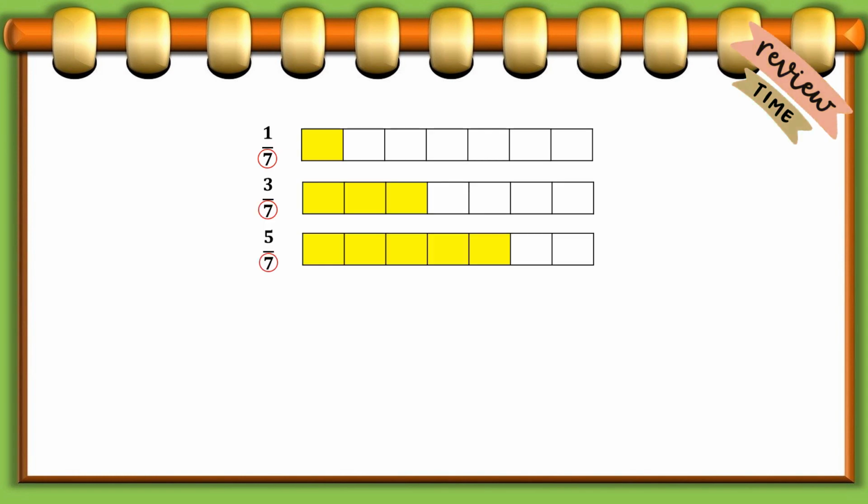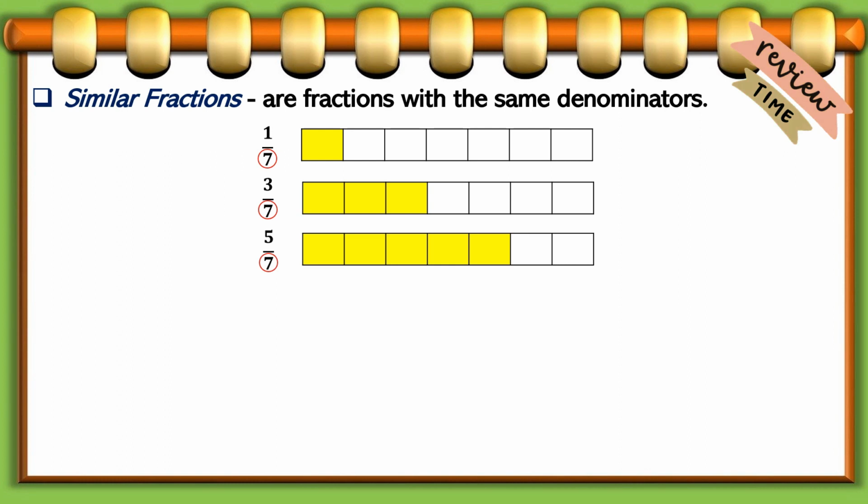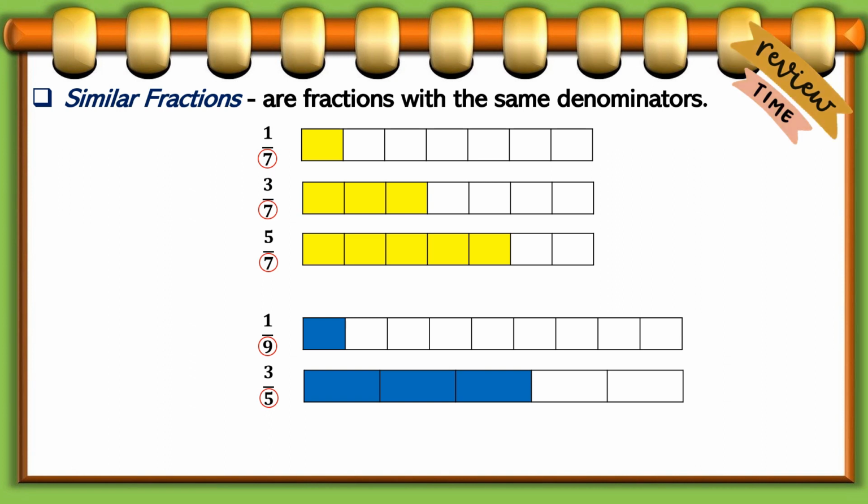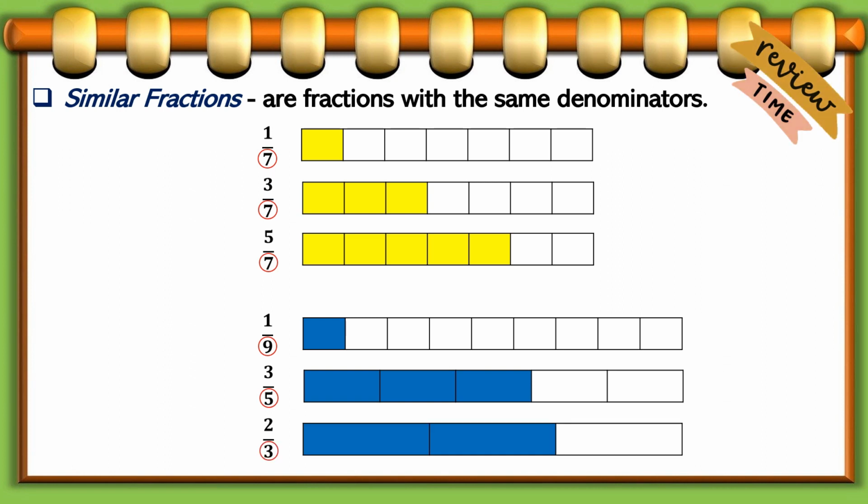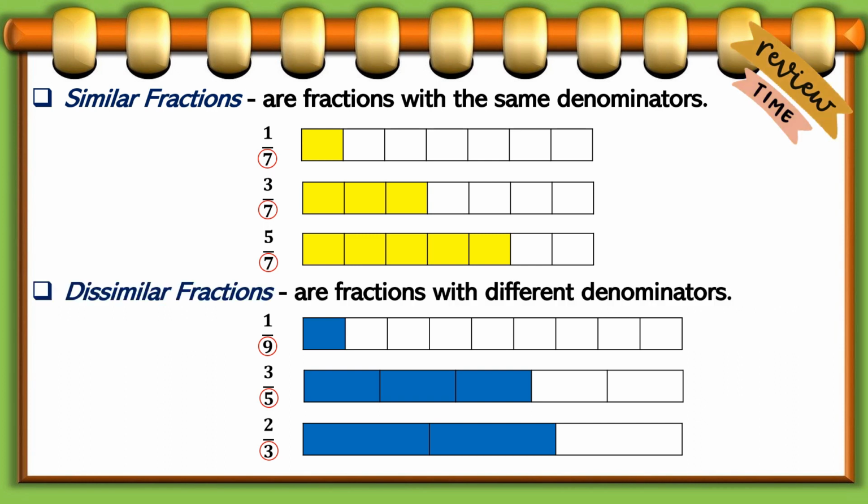What can you say about these fractions? 1/7, 3/7, 5/7. That's correct. They are similar fractions. Similar fractions are fractions with the same denominators. How about these fractions? 1/9, 3/5, 2/3. That's right, they are dissimilar fractions. Dissimilar fractions are fractions with different denominators.